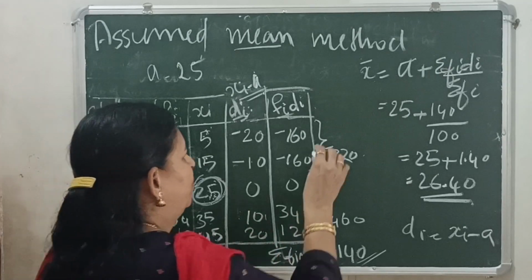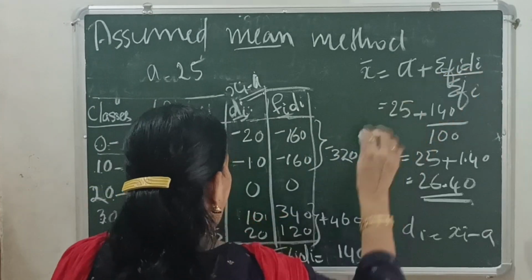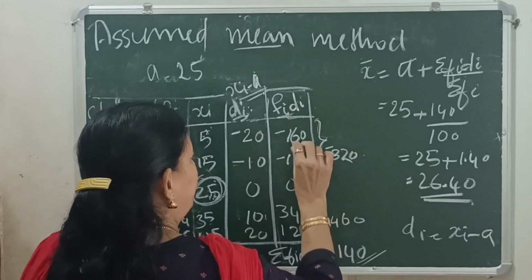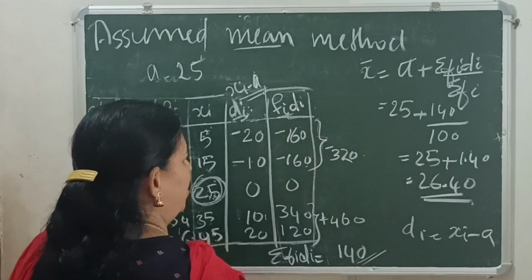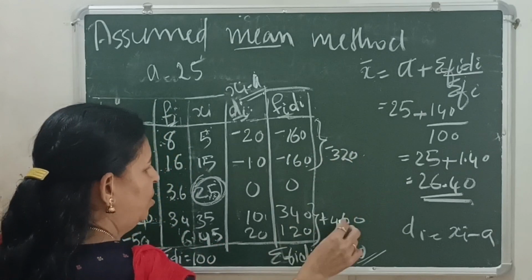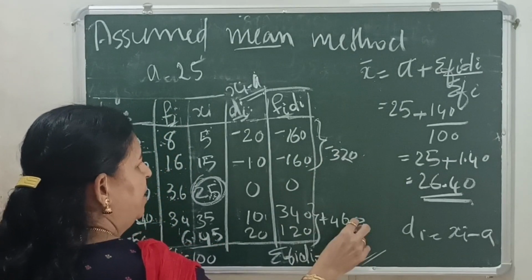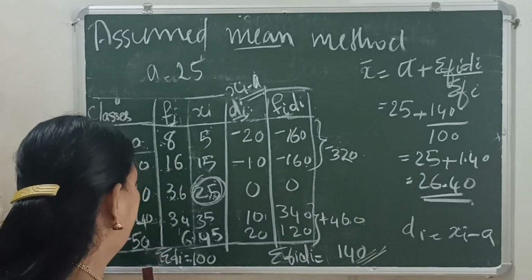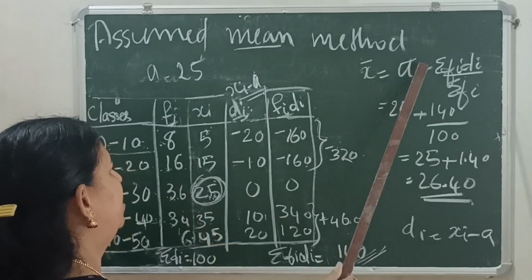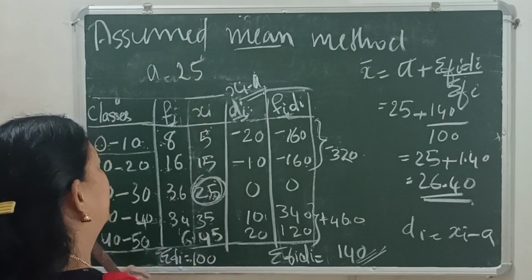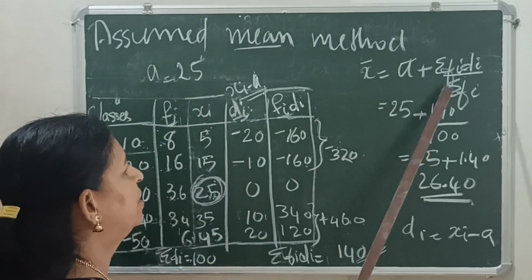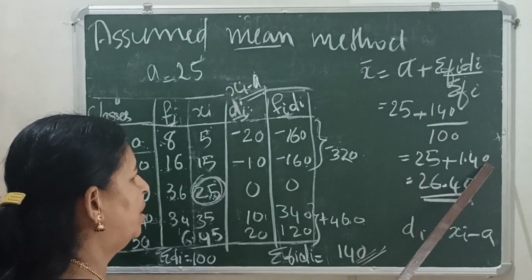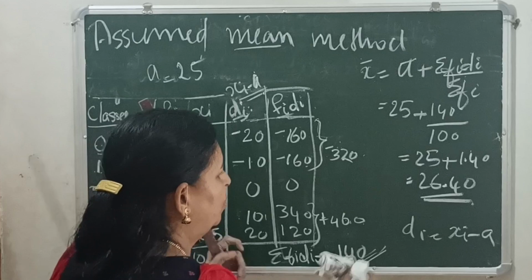Then for finding sigma fi di, we have to calculate this sum. Grouping the negatives, minus 160 plus minus 160 is minus 320. Then 340 plus 120 is 460. Opposite signs, so subtract and give the sign of the greater number: 140. Sigma fi is 100. I have taken the assumed mean a as 25, plus sigma fi di 140 divided by 100, that is 25 plus 1.40, which is 26.40.